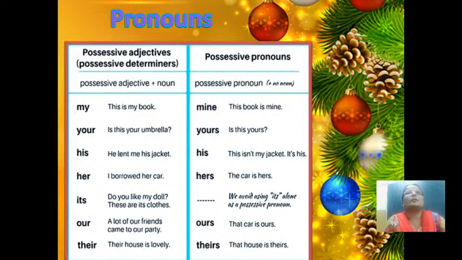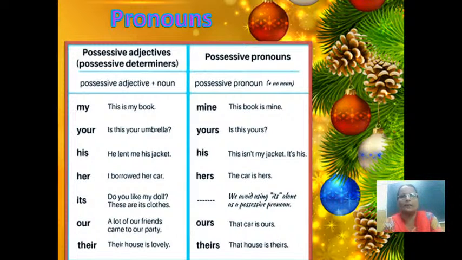These are its clothes. Its is the possessive adjective, clothes is the noun. A lot of our friends came to our party. Our is the possessive adjective, friends is the noun. Again, our is the possessive adjective, party is the noun. Their house is lovely. Their is the possessive adjective, house is the noun followed by it.